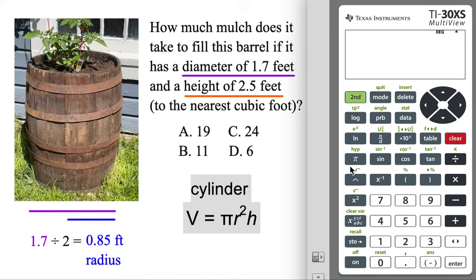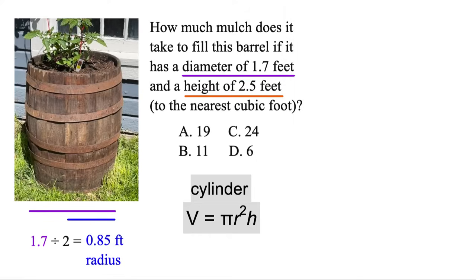Okay, clear. We got our pi times our radius, 0.85. Notice that one squared again. We'll go ahead and use that x squared. Times the height, 2.5. Enter, 5.67. We're rounding it to the nearest cubic foot. So same thing, bump it up as d there.